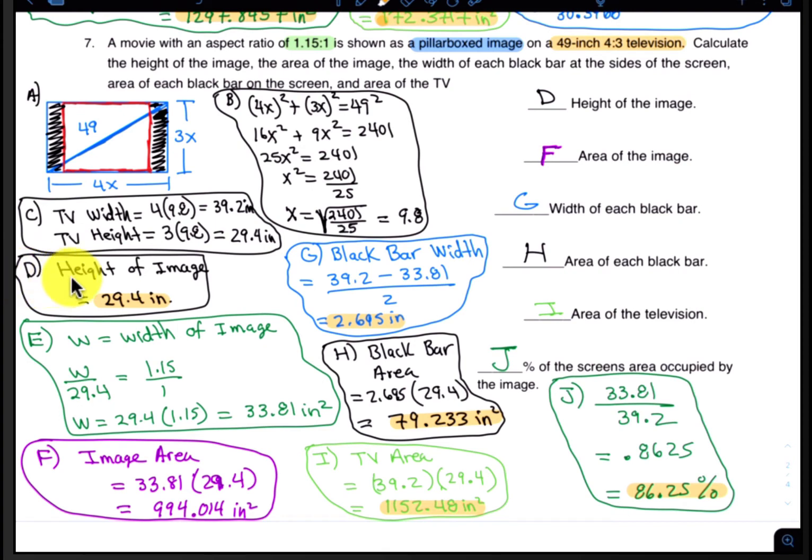Moving on to D, we can find the height of the image. Because this is a pillar box, the height of the image is the same as the height of the whole screen, which is this 29.4. So the height of the image is 29.4 inches.